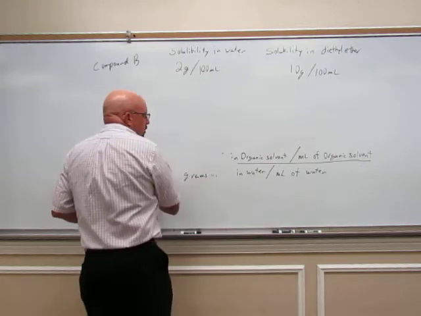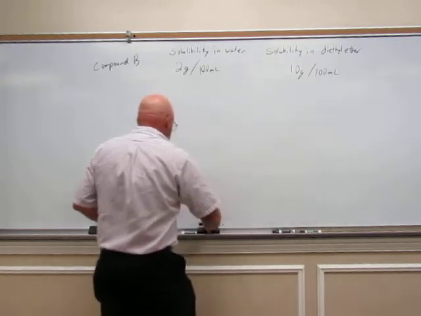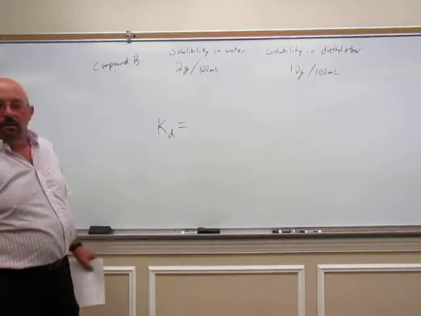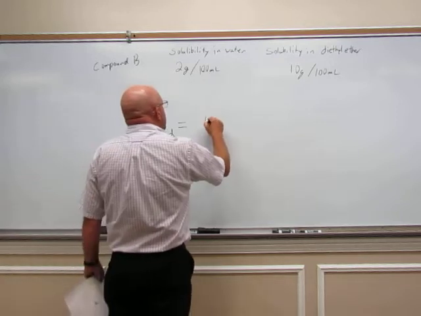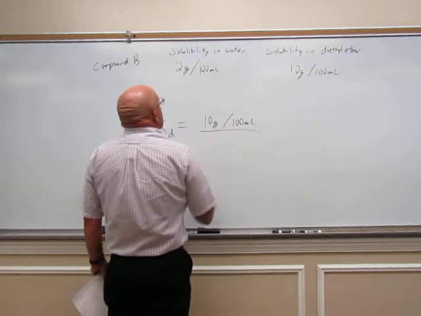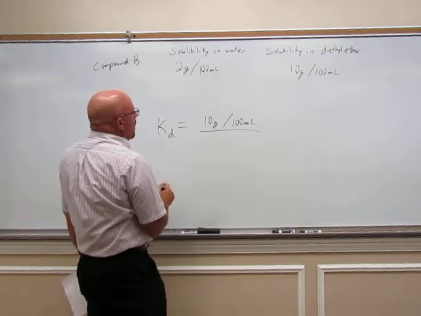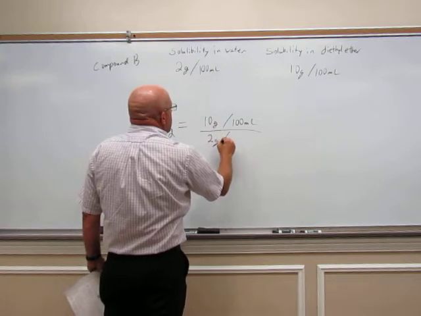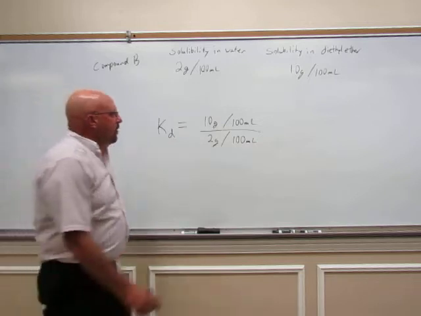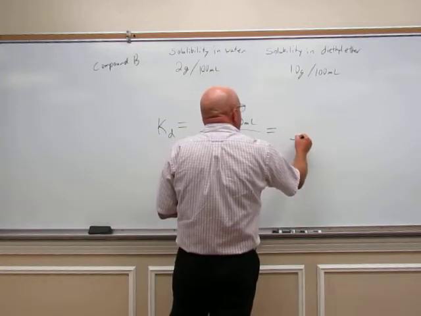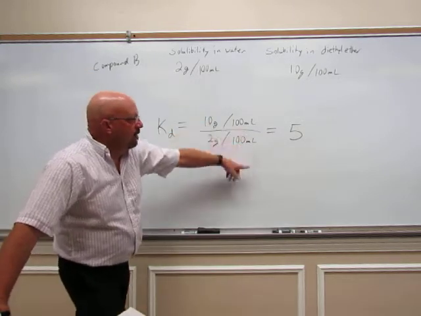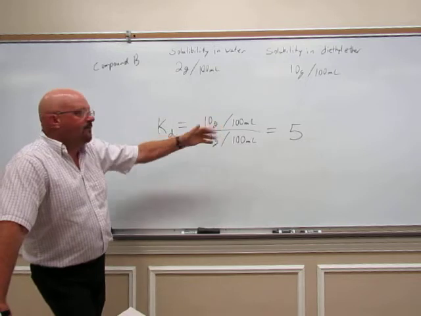So our distribution coefficient, Kd, or partition coefficient, we'll have the organic layer on top in our calculation, always. And the water layer is always on the bottom here in our calculation. So if you do the math, we have a distribution coefficient of 5. Notice that that is unitless. Our units cancel out. So the distribution coefficient does not have any units.